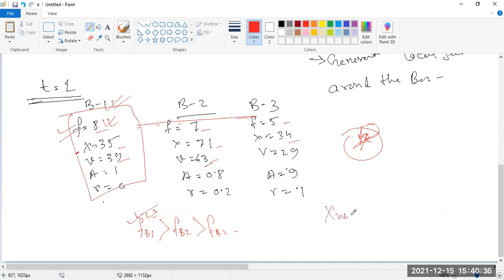So x new, the position, is x old plus this loudness term. This thing lies between -1 and 1. If it is going to the negative side, then it is negative. If it is going to the front side, then it is positive.